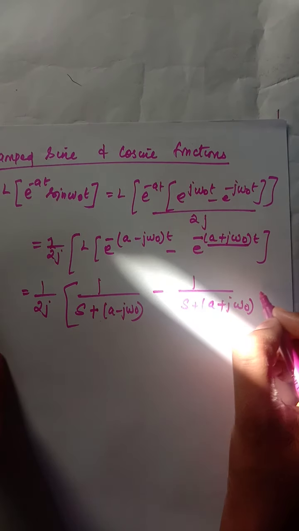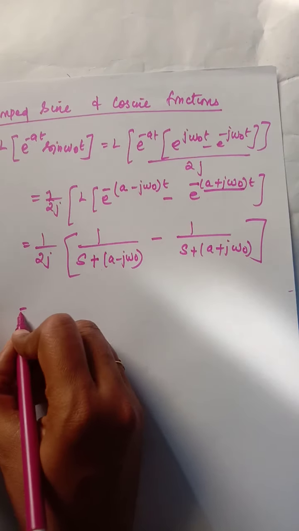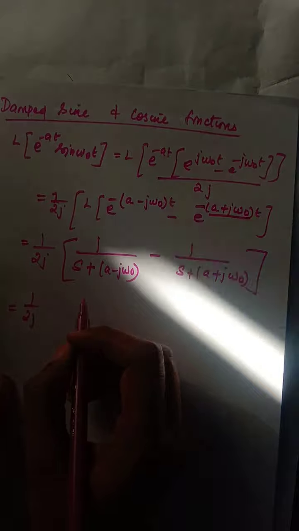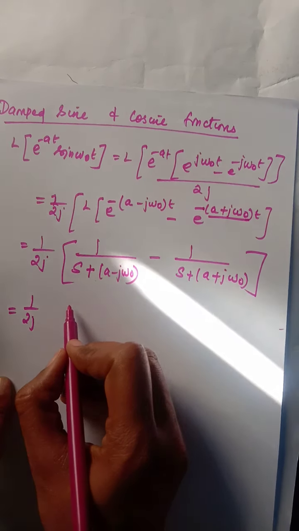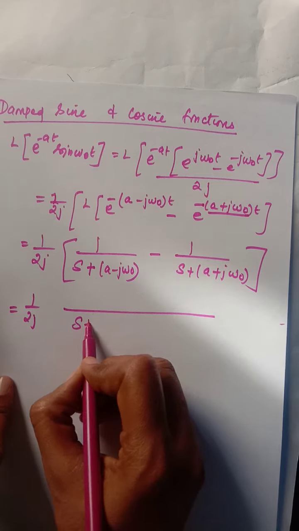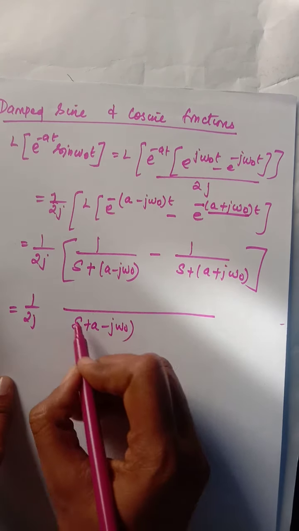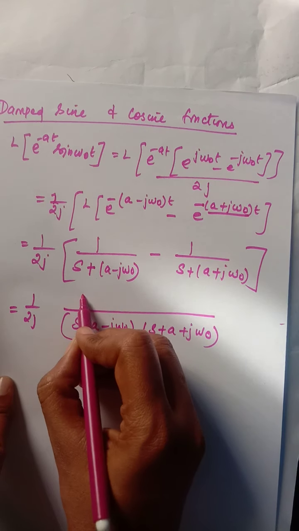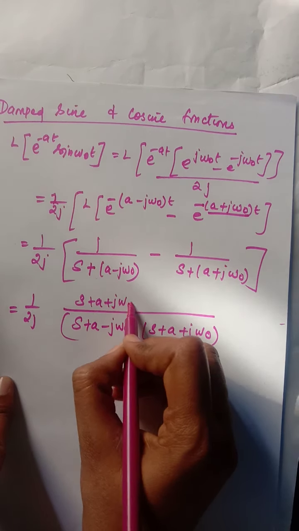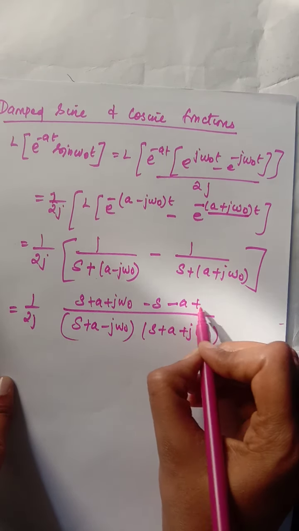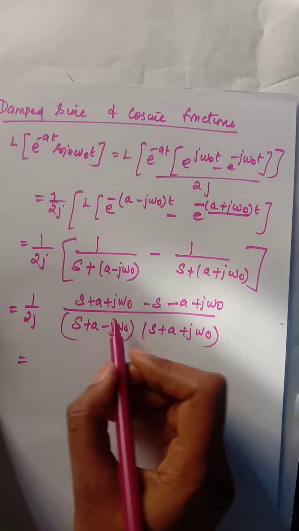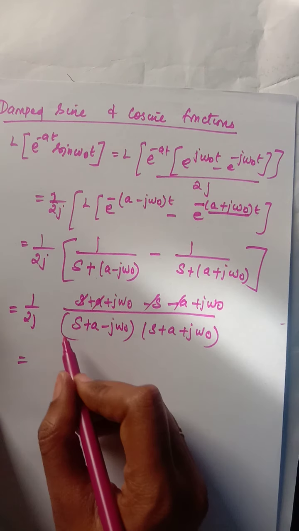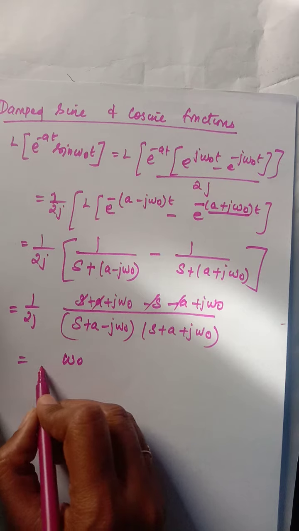Instead of a, I am having this term. Now take LCM, 1 by 2j. What you will get is 1 by 2j, and in the denominator s plus a minus j omega naught into s plus a plus j omega naught. In the numerator, s plus a plus j omega naught minus s minus a plus j omega naught. All these terms will cancel, so you will get 2j omega naught. The denominator has 2j, so you will have omega naught.